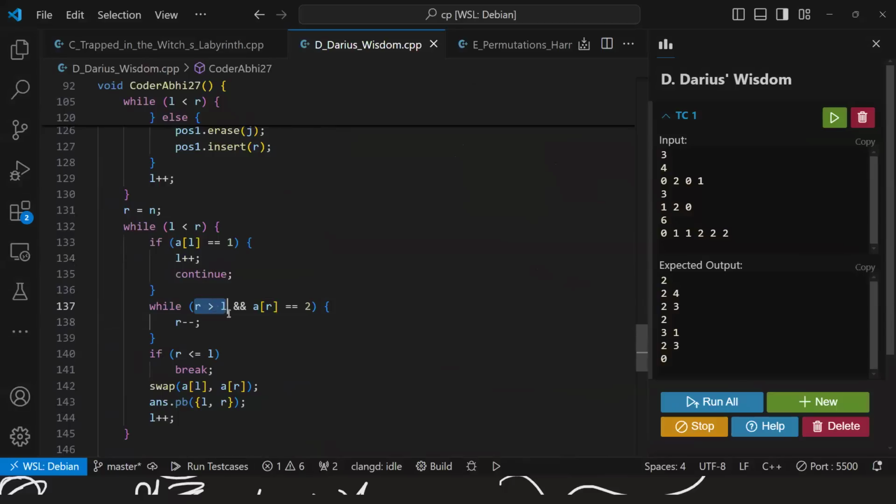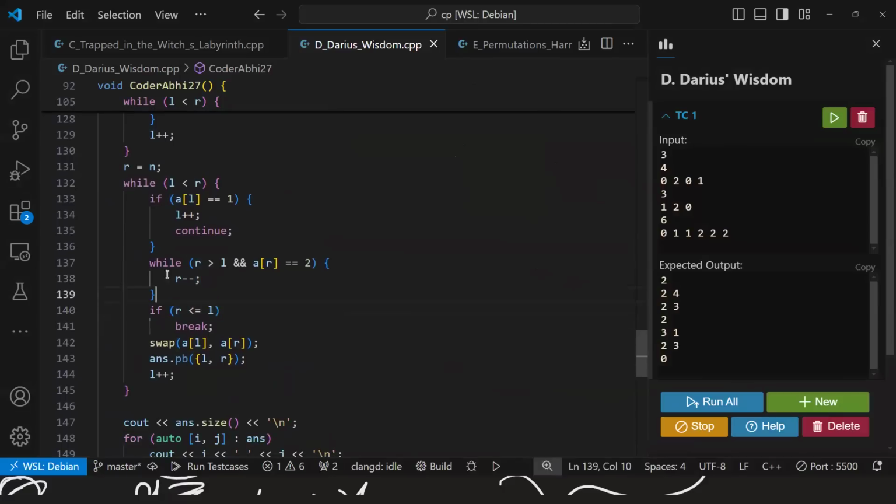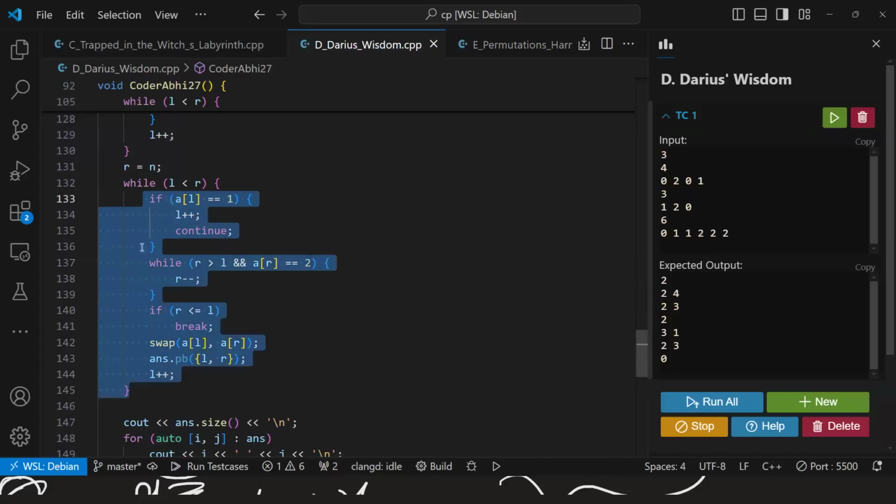end. So till the time A[R] is 2, I do R minus minus. If R becomes less than L while doing this, I break out, since it is done. All the ones are to the left of the 2s. Else I would swap A[L] and A[R], push into my answer and do N plus plus. I hope this part is also clear to you.